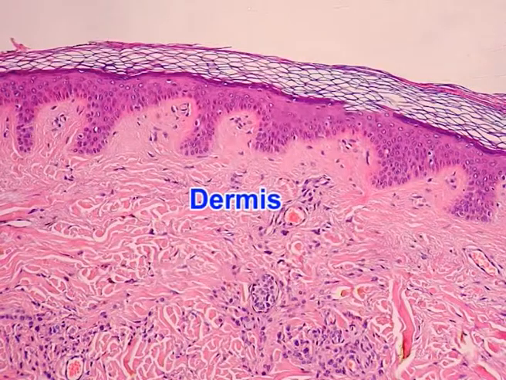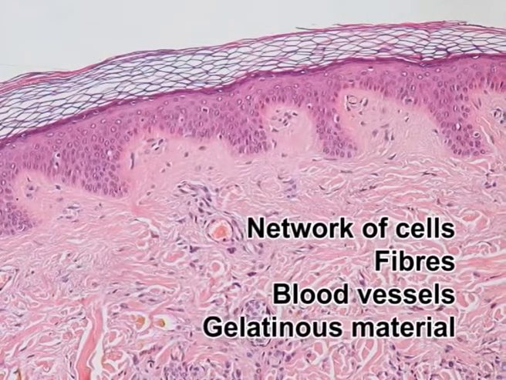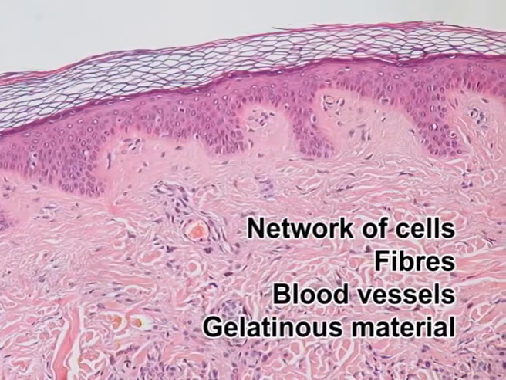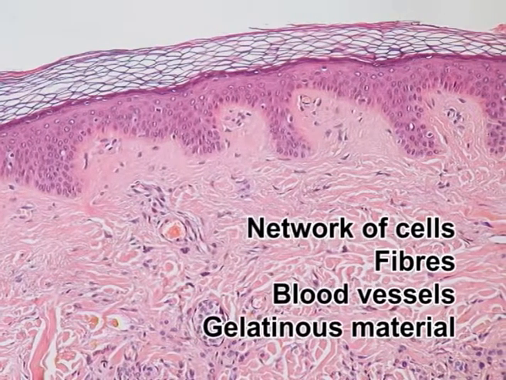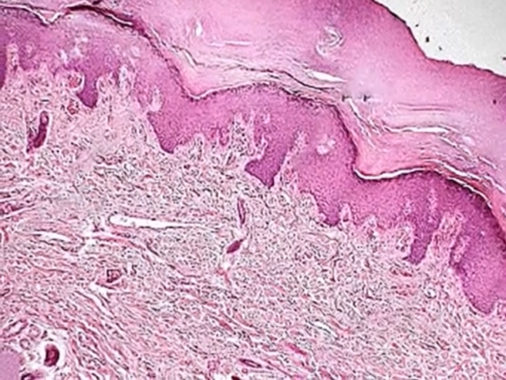The dermis is a layer of connective tissue that supports the epidermis. It is a network of cells, fibers, blood vessels and gelatinous material that provides structural support and nourishment for the epidermis. The dermis serves as a blood reserve and participates in sensory reception and temperature regulation. The hypodermis lies under the dermis and is a loose connective tissue that contains a pad of adipose cells that cushion the body and serves as an energy reserve. Fibers link the epidermis to the dermis and the dermis to the hypodermis.